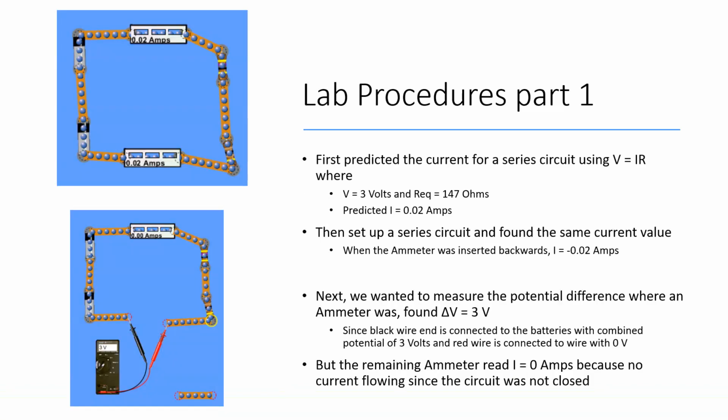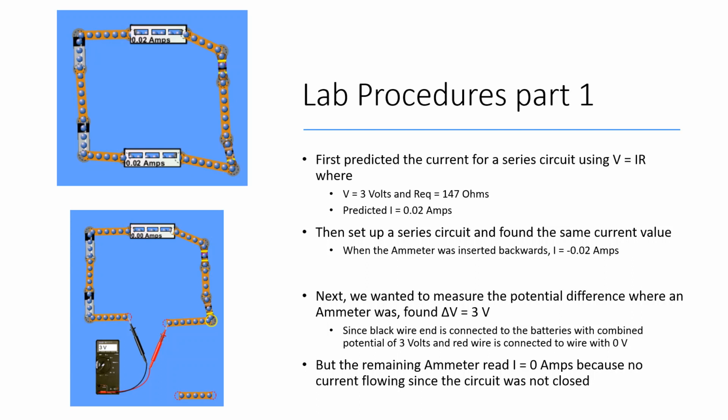So, procedures for part 1 of this lab. We first wanted to predict the current for a series circuit using V equals IR, which you can see on the top left. Our V was 3 volts from the 2 batteries, and our R_eq was 147 ohms from the 2 resistors. We predicted there should be a current of 0.02 amps.